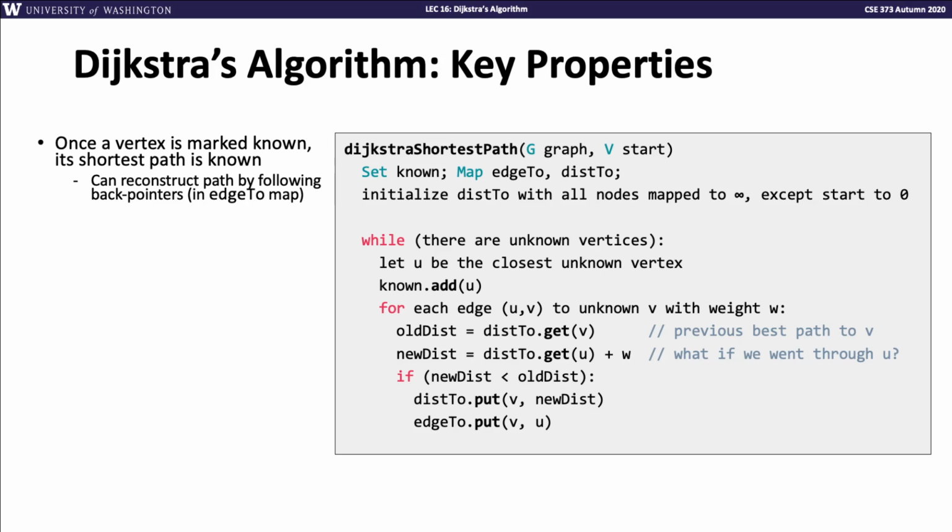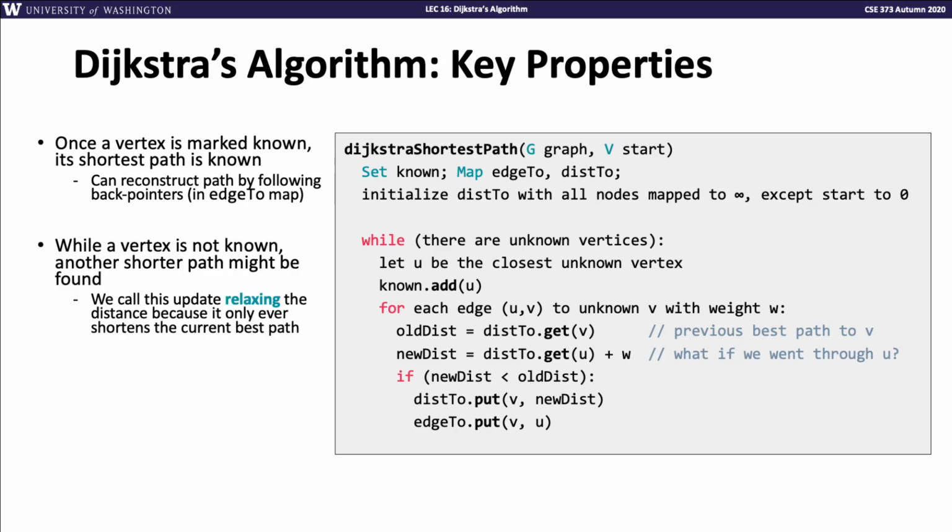One of the things that's useful about this is we can always reconstruct the path by following those back pointers, that edge map. So we can always figure out for any node in our known set how we got there. Our other invariant is the converse of this. Any node that is not in our known set, we don't know. There might be a shorter path that we haven't discovered yet. So we are not going to make any claims that we know the shortest path yet.